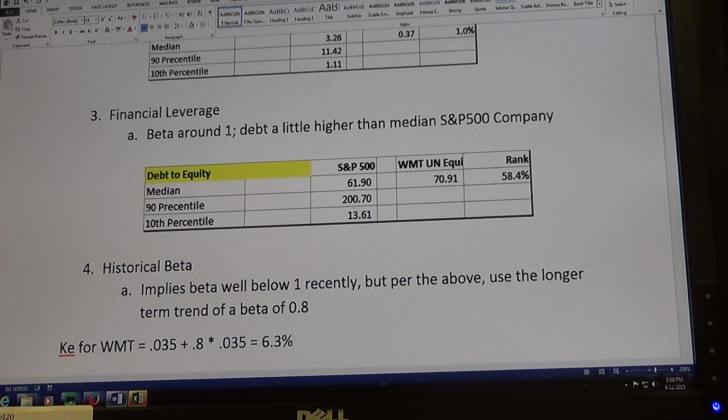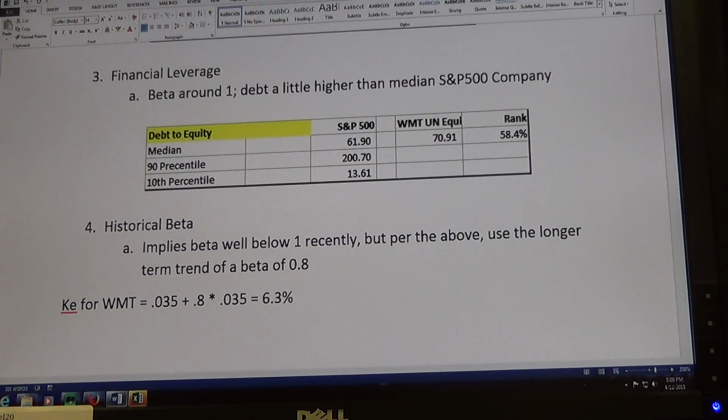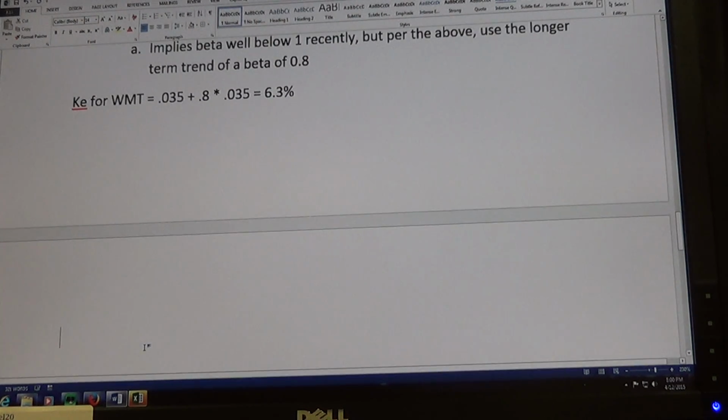And that's the last thing you do on the paper related to discount rates. Although you can continue your paper in the same paper, just the valuation would be the next section. But we've got our discount rate for Walmart at 6.3%. So in the next video, we'll start working on the valuation.